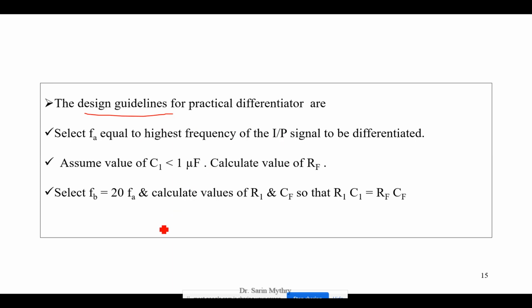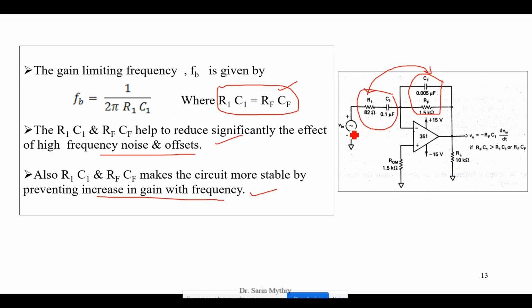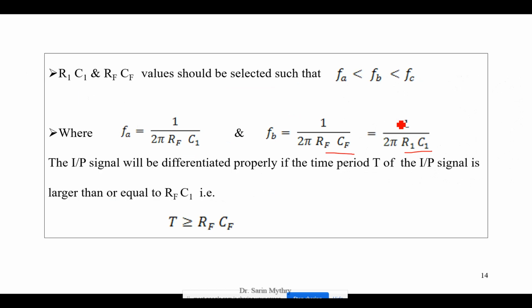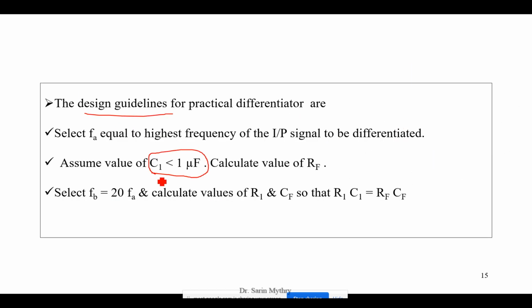And assume the value of C1. What should be the value of C1? Your value of C1 should always be lesser than 1 microfarad. You can see this now in the circuit. These are the assumptions which you are supposed to make. These are the actually calculated values which have been known after doing some research. So assume the value of C1 less than 1 microfarad, and now calculate the value of RF.